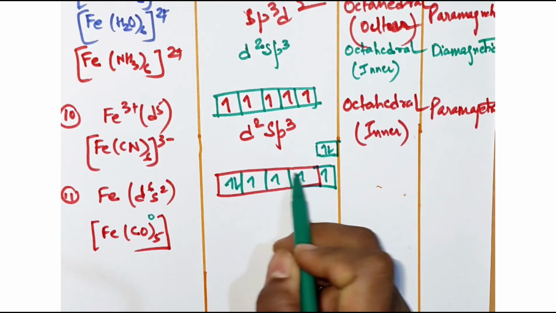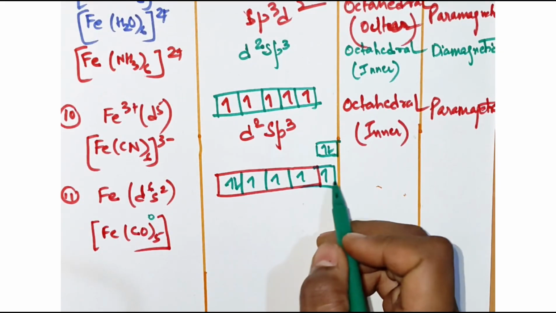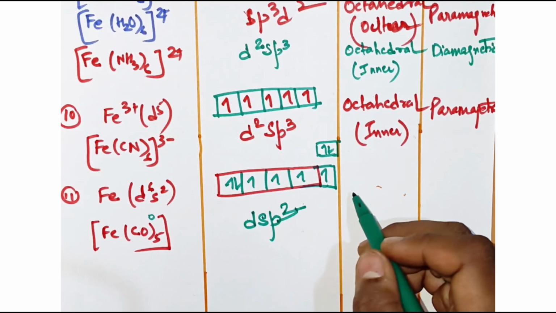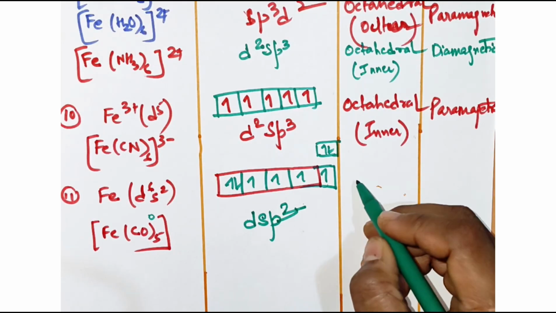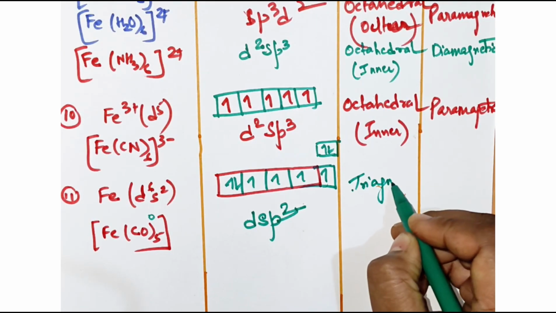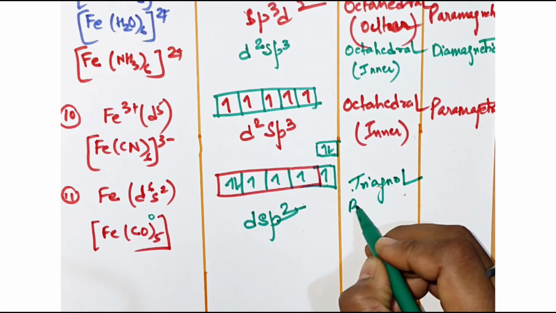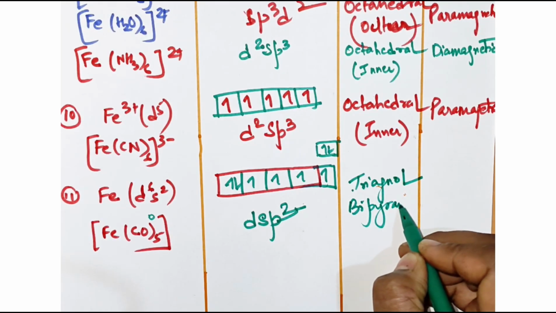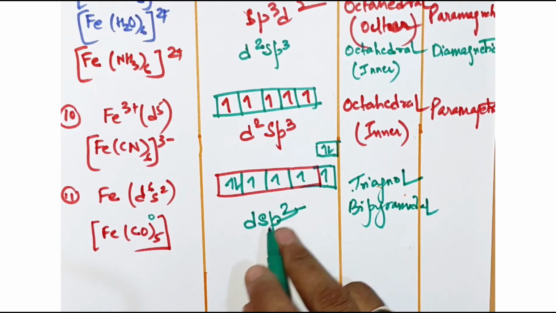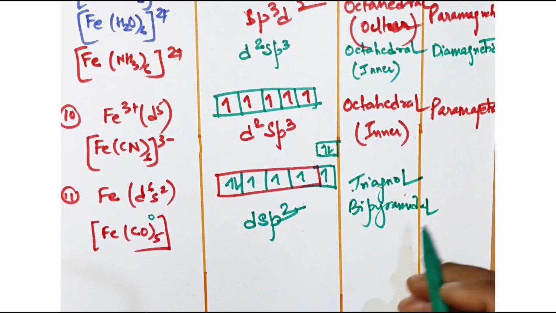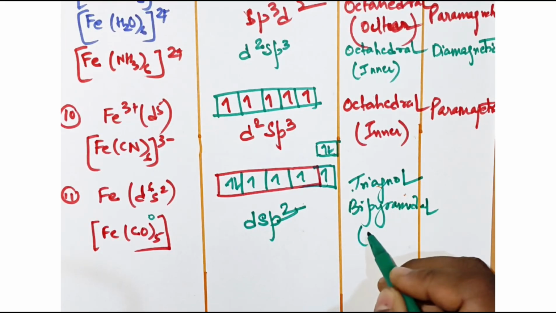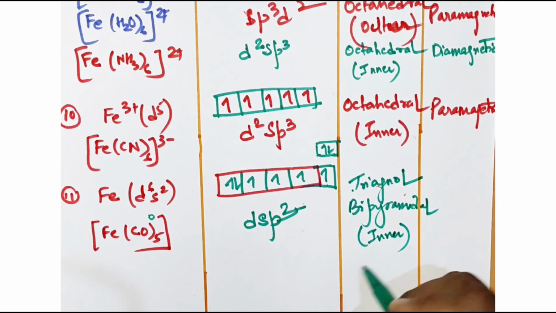So total 4 orbitals of the d orbitals are filled. Now only one is left, that is your 4s. Okay, so what it will be, this is your trigonal bipyramidal. It is dsp3. So it is trigonal bipyramidal, and it is your inner orbital complex because it is taking inner d.